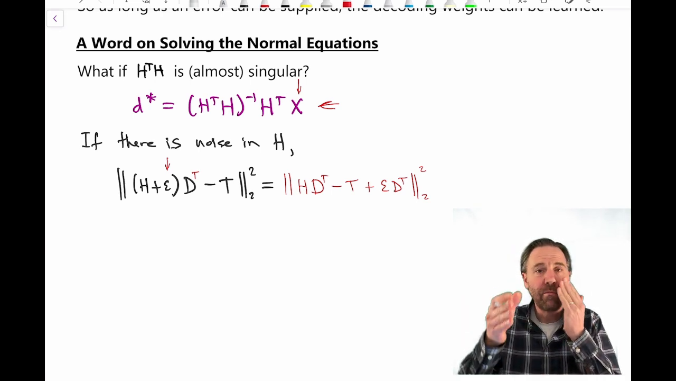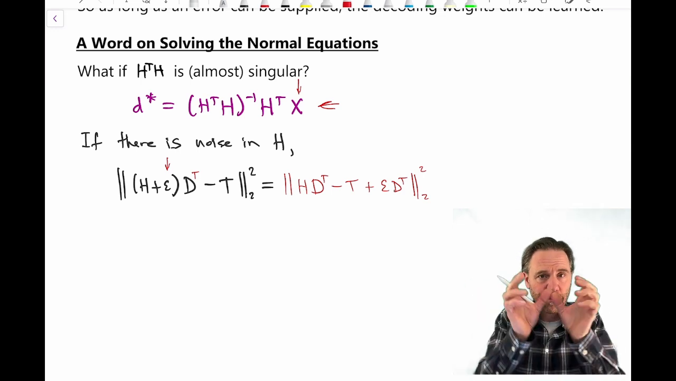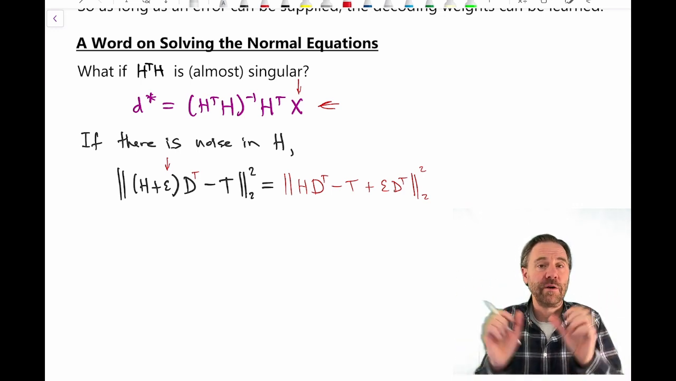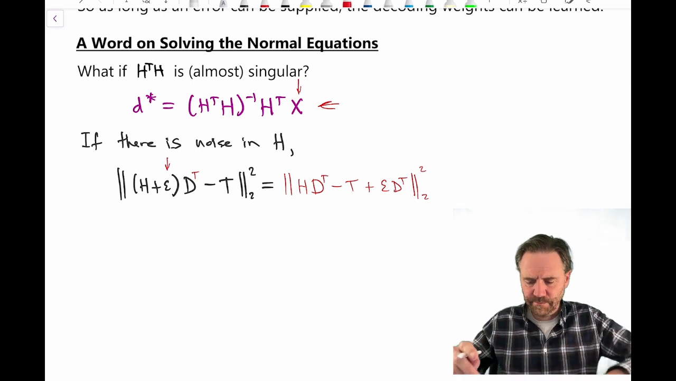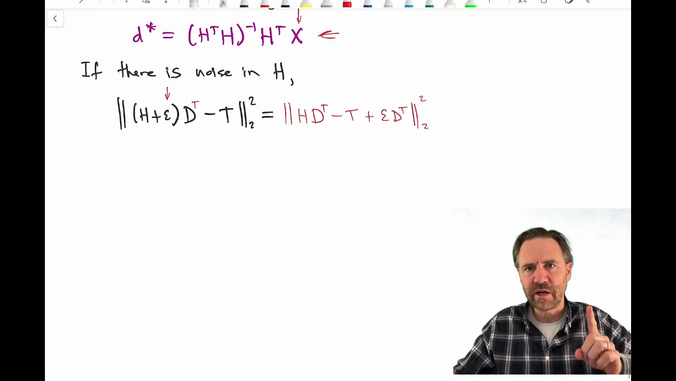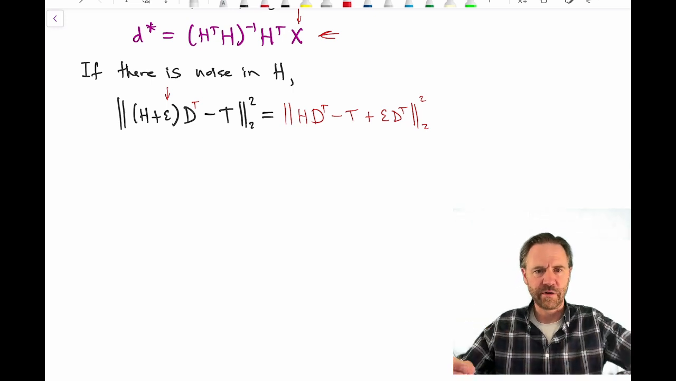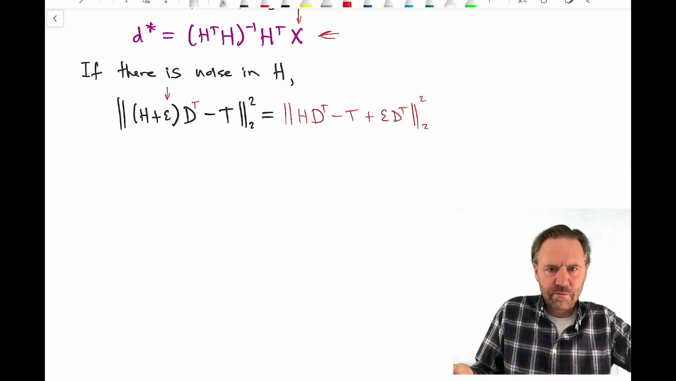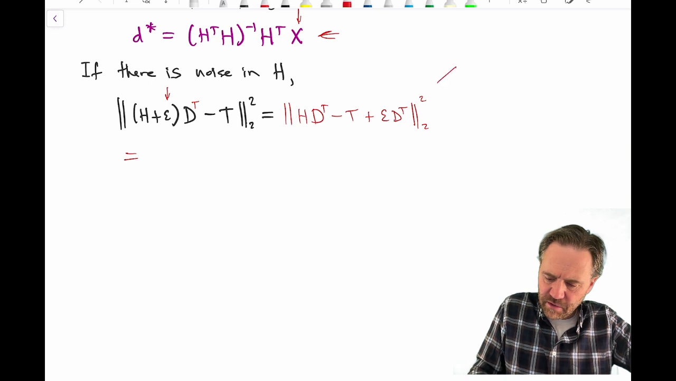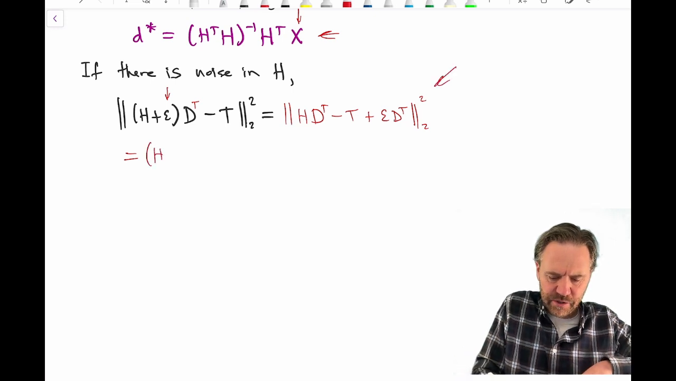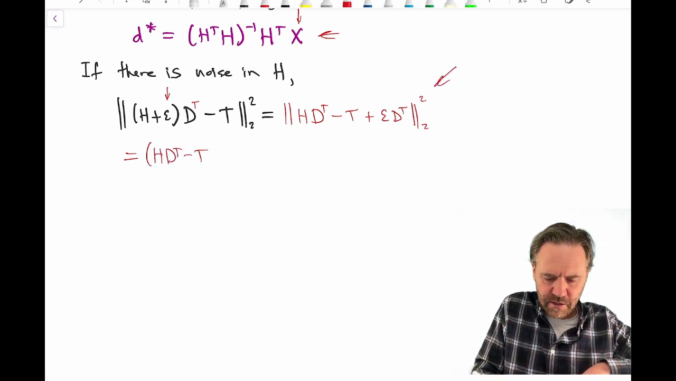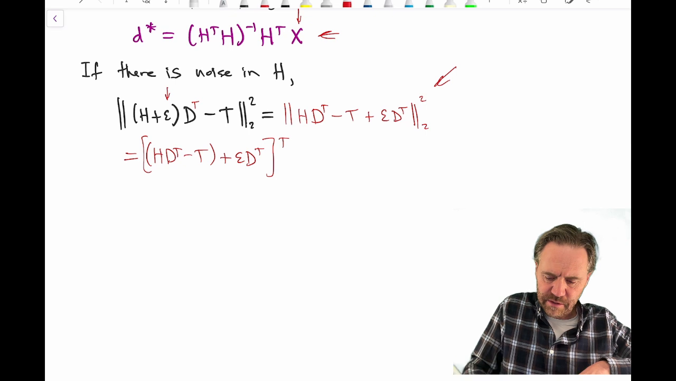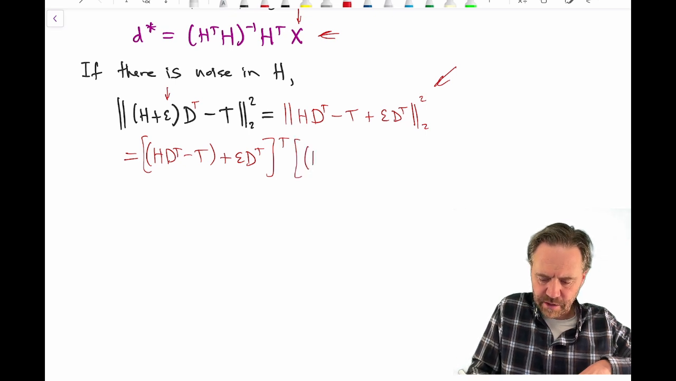If you're decoding more than one number, you can actually just separate those two problems into two completely separate least squares problems. So without loss of generality, we only have to look at solving one column in D transpose. I can rewrite this as HD transpose minus T plus epsilon D transpose, all that transposed, times the same thing but not transposed.